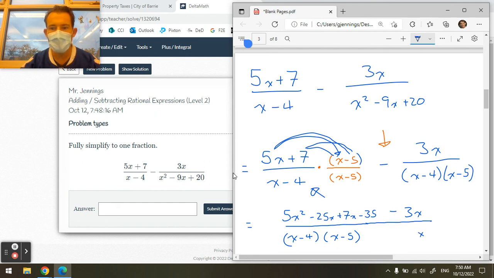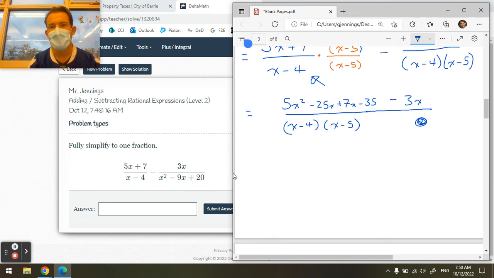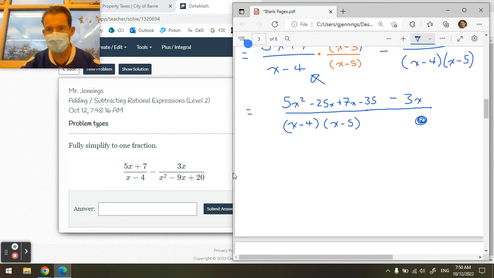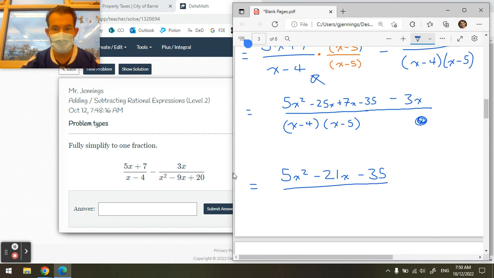I could write the denominator again right here, but I'm not going to because it would take me too much time. Okay, this is the same thing. So now just collect your like terms here, and I'm going to simplify the bottom here. So we have 5x squared minus 21x minus 35. And we could do a quick check to see if that's factorable, but I'm going to hazard that it's not. x minus 4 multiplied by x minus 5 on the bottom.